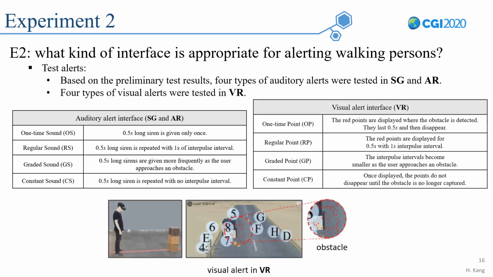In VR, 4 types of visual alerts were tested. The table shows one-time points, regular points, graded points, and constant points. An example of the red points is shown in the figure below.